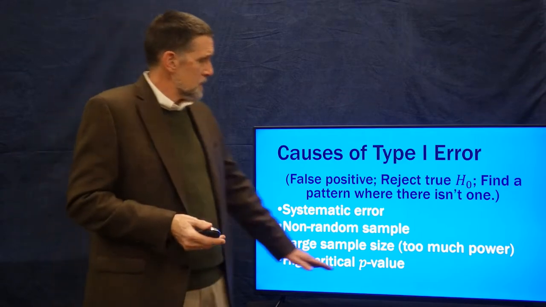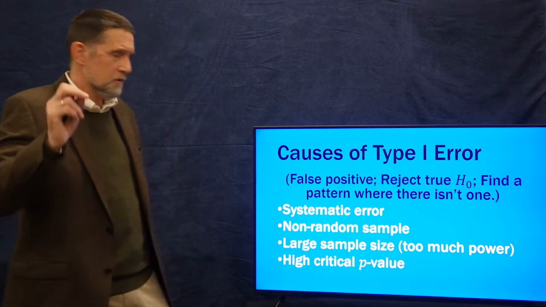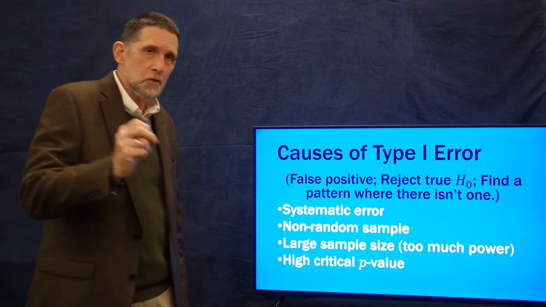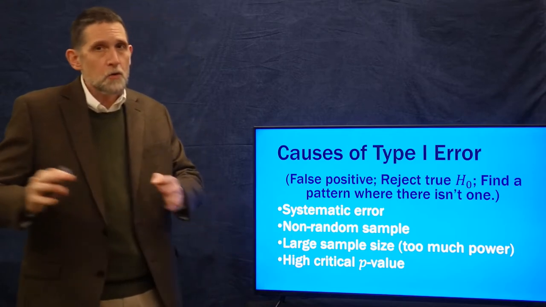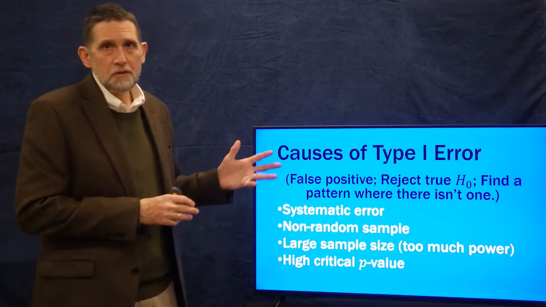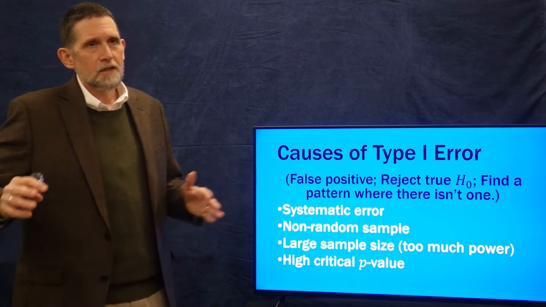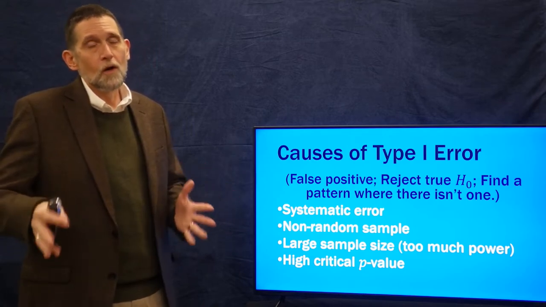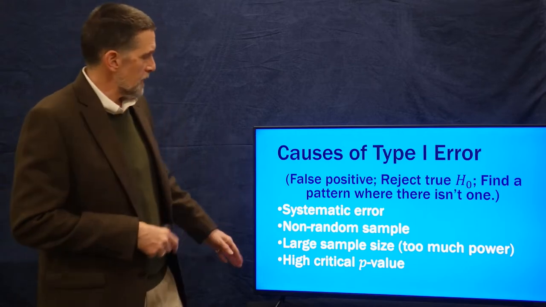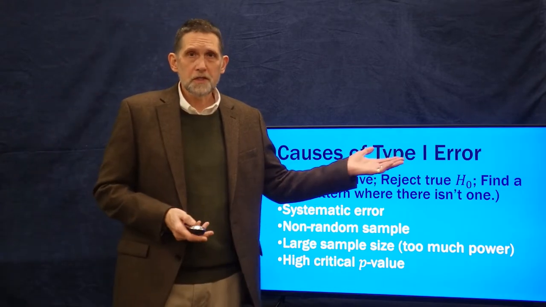So the p-value, what you're looking at, is called the critical p-value. That's the critical value between which you accept or reject a null hypothesis. If that's too large, and in general, anything over 0.1 or 10% is not acceptable, you can create a type 1 error.